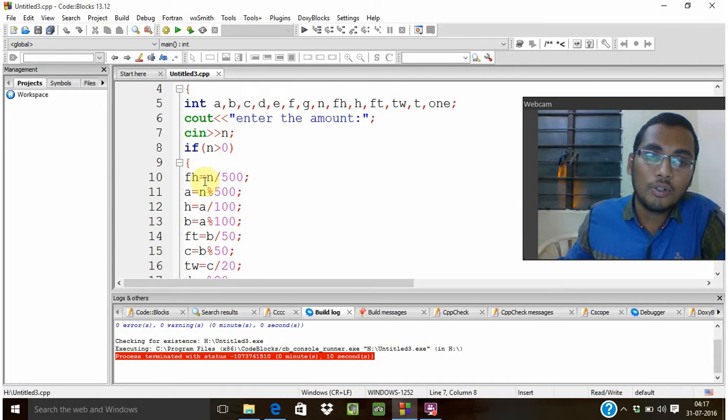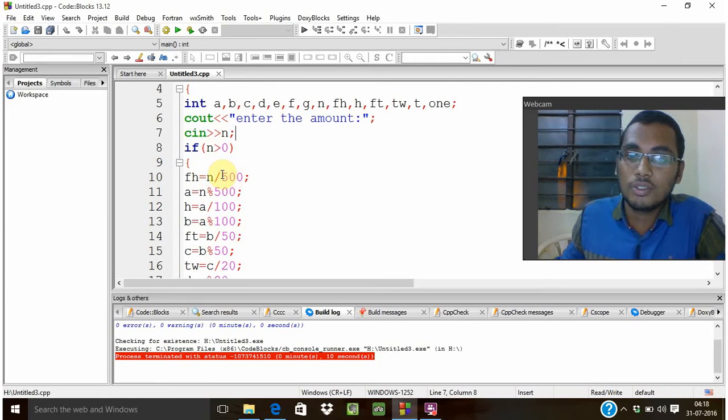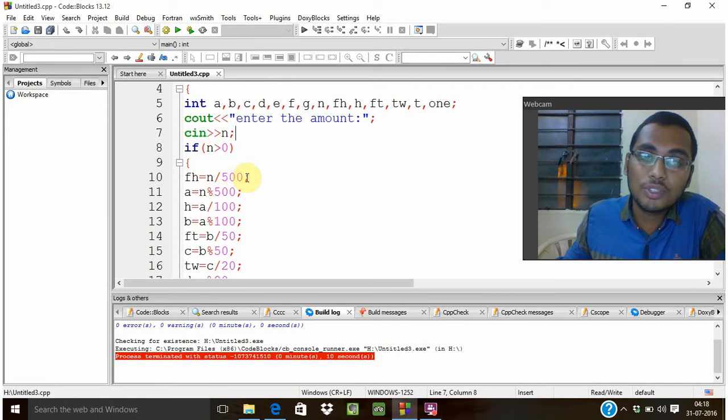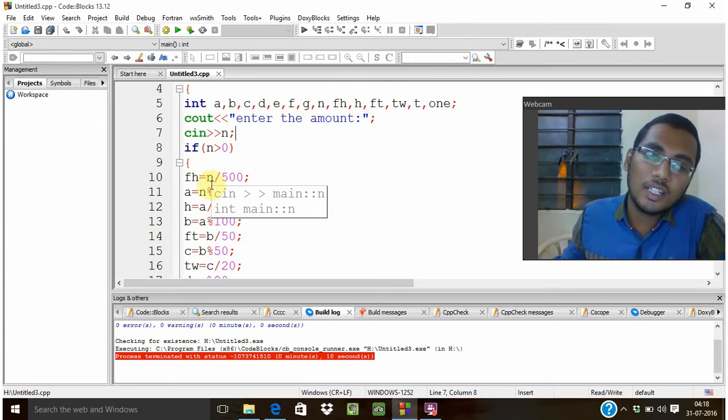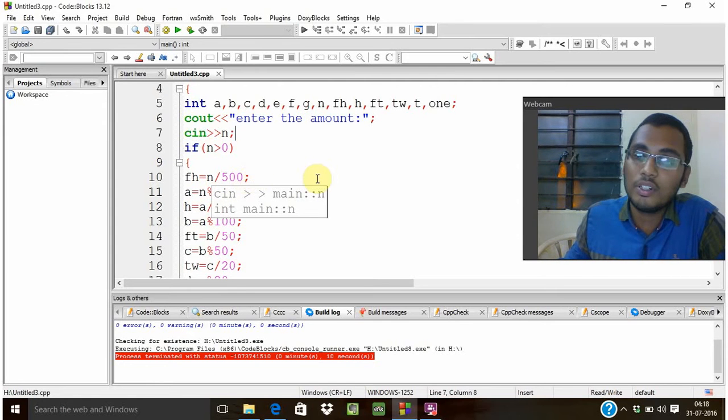This is 500 rupee notes equals n divided by 500. This gives the number of 500 rupee notes because n divided by 500 gives the quotient, that is the number of 500 rupee notes. That is, if we consider n as 876 divided by 500 gives 1 point something. 1 point something is a float, but it considers only 1 because 1 is the integer and it stores in FH, that is 500 rupee notes. Therefore 500 rupee notes equals n by 500.